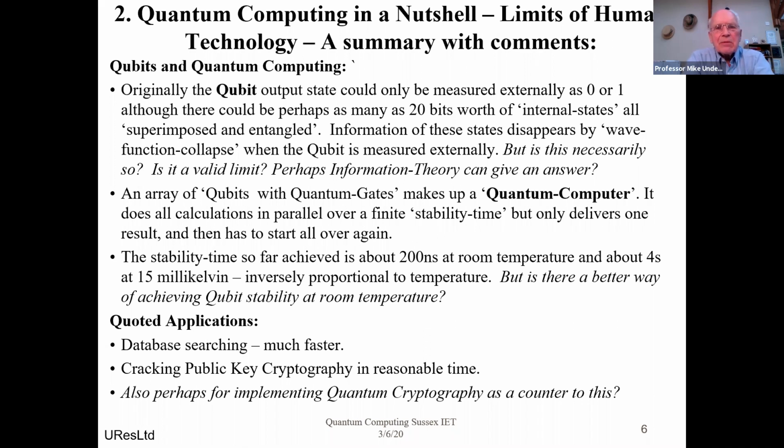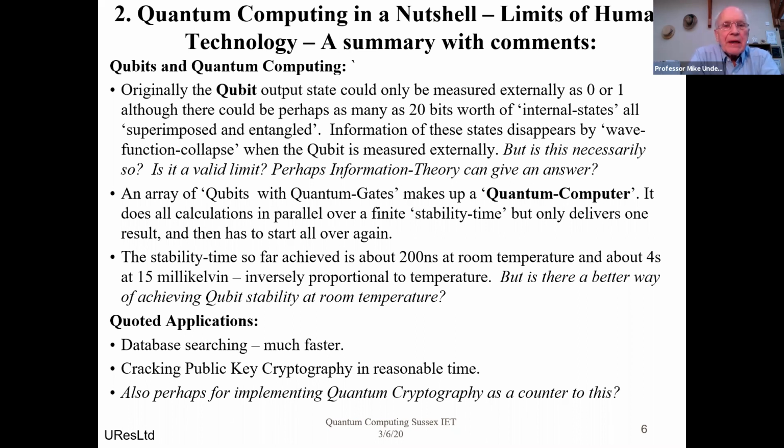So, quantum computing in a nutshell, some further bits from that. Qubits and quantum computing. Now, this is actually a point where the video is not 100% correct. Originally the qubit state could only be measured externally as 0 or 1, but we'll see that that's no longer entirely true, and that's very important, actually.